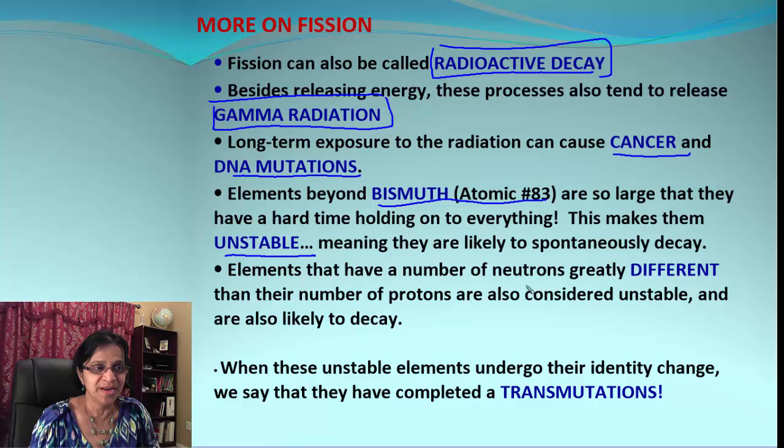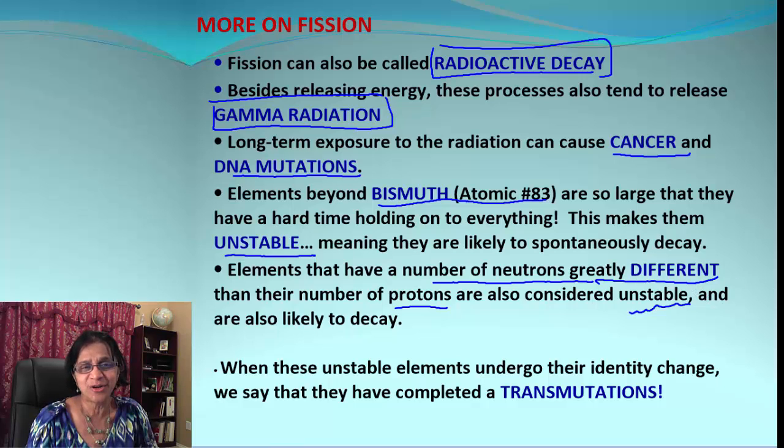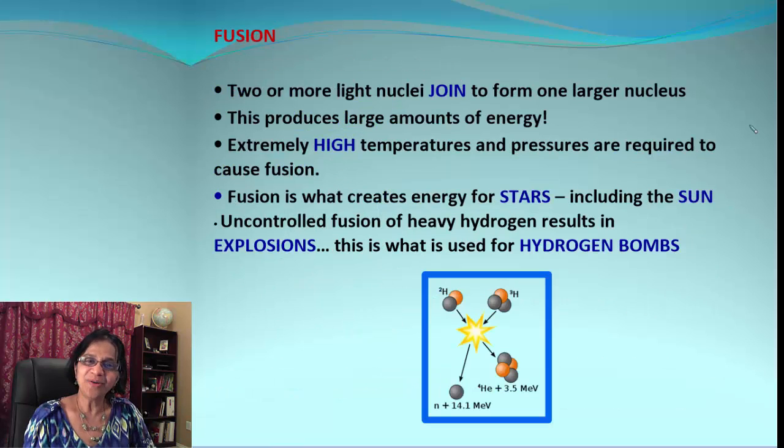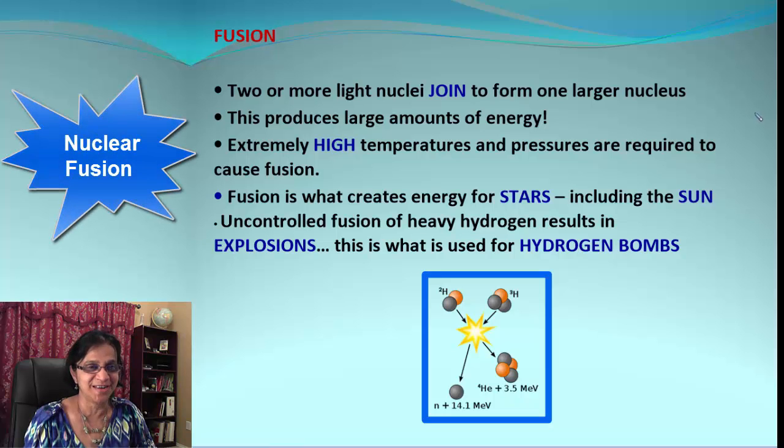Those are the elements where the number of neutrons is greatly different than the number of protons. There's a huge gap. That makes it unstable, and most likely they are going to decay to become stable. So whenever these unstable elements undergo changes, they change their identity, and we call that the transmutation process.